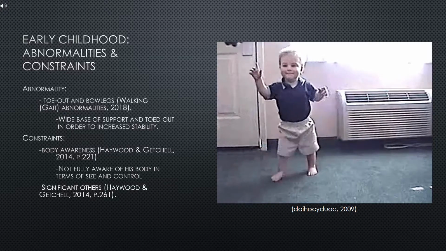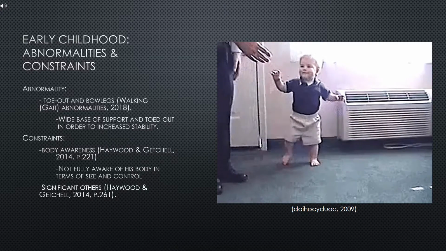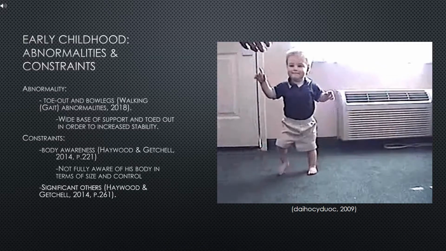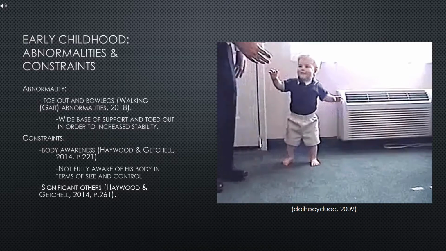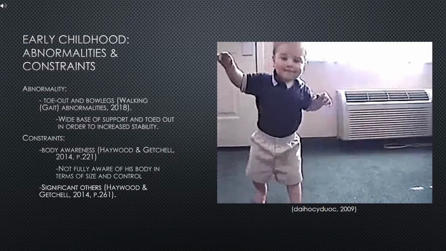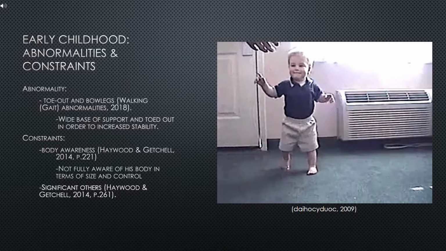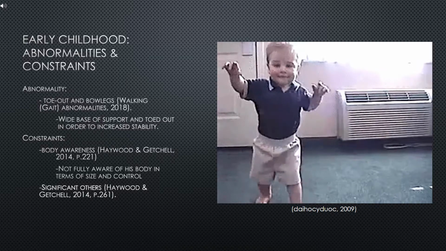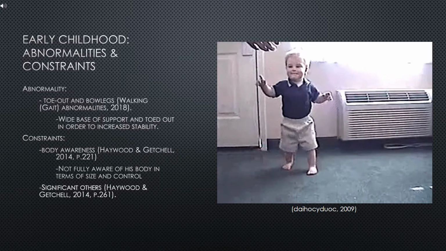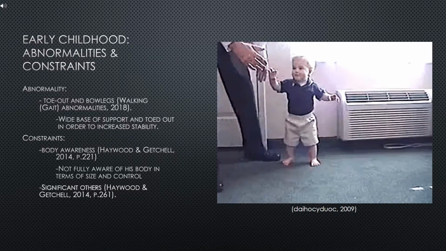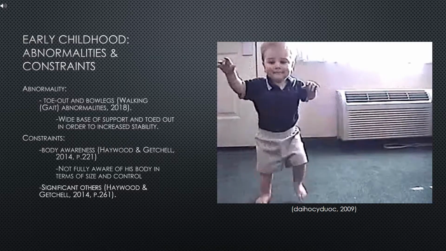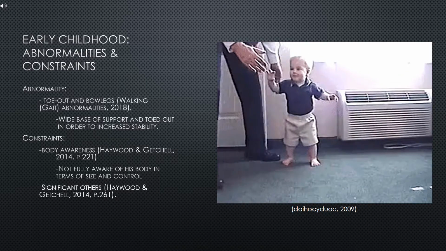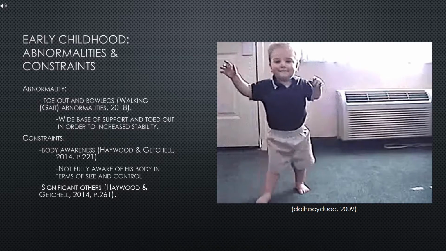And then two constraints that I found for this child was body awareness, since he is not fully aware of his body in terms of how to control it fully and just the size of it and how to operate with it. And sometimes he has a lot of awkward movements that are hopefully going to get better as he continues to mature and just get older. And then also significant others is another one. That's more of a perceptive constraint, just because he's affected by the encouragement by the people that are around him, encouraging him to come, that are cheering him on to keep taking those steps, and without them he probably wouldn't be taking those steps right now.